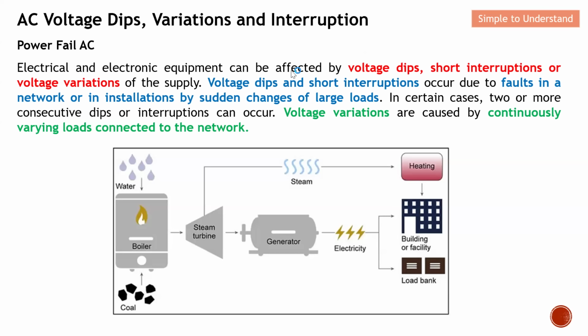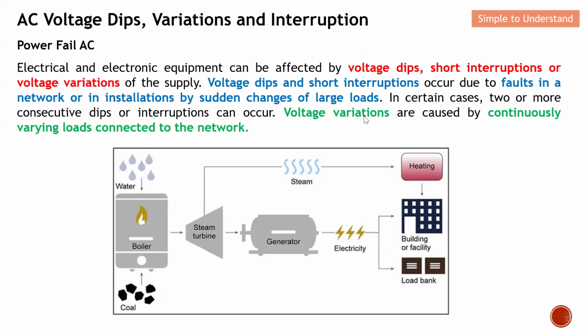So this voltage dip and short interruption actually occur due to faults in a network or in an installation, or by a sudden change of a large load. Imagine this: a sudden change caused by the user may cause a voltage dip issue and a short interruption issue. In certain cases, two or more consecutive dips or interruptions can occur. As for voltage variation, these are normally caused by continuously varying loads connected to the network, which means that the number of devices connected to the network keeps changing. Therefore, this causes a voltage variation.